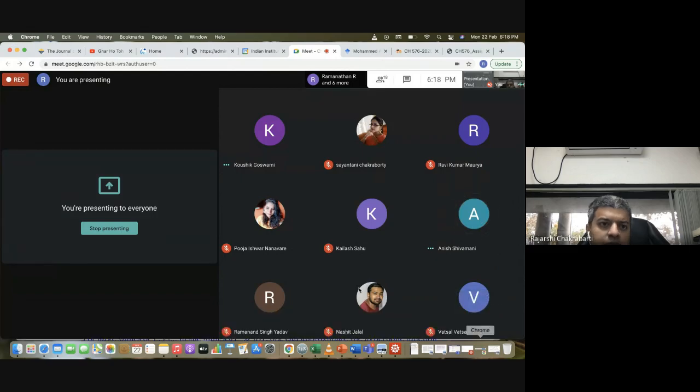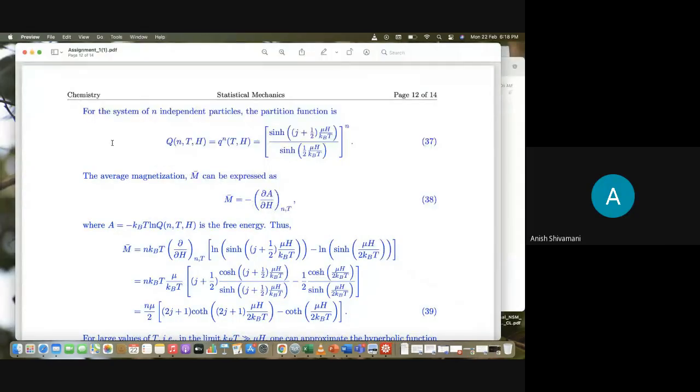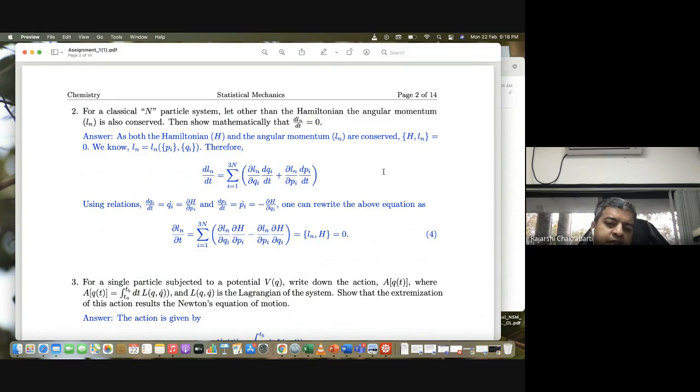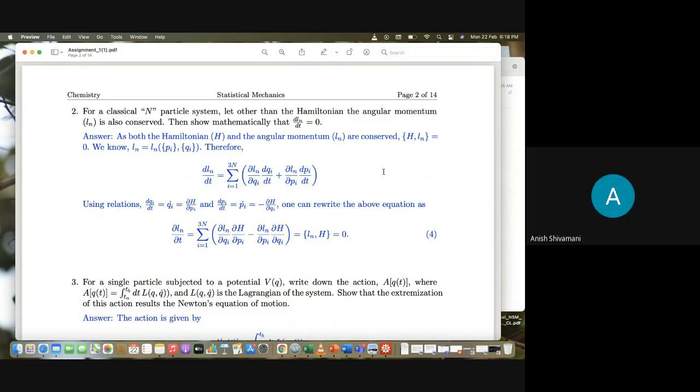Question number 2. I think it was 2, if I'm not wrong. This one. Yes. This is the time derivative for angular momentum, and it is given that the Hamiltonian and angular momentum are conserved. That means you can say the Poisson bracket of H and Ln is 0, right? You understand that it is a constant of motion, then its Poisson bracket with the Hamiltonian has to be 0.